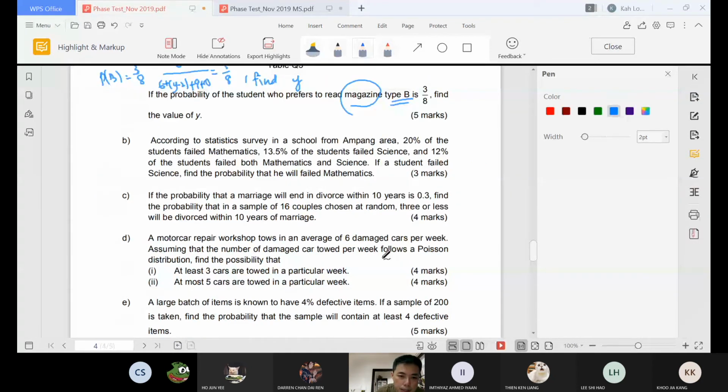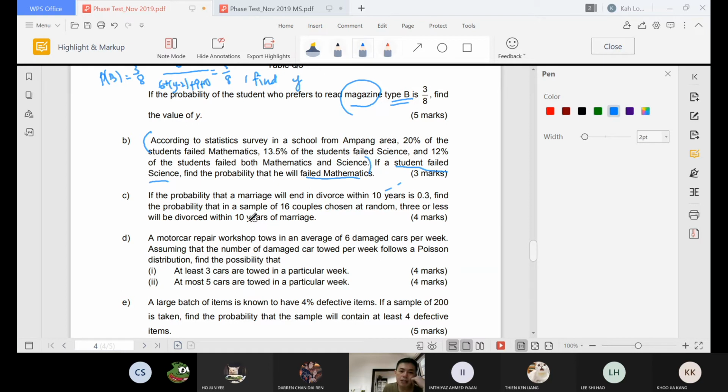According to a statistical survey in a school from the Ampang area, 20% of the students fail mathematics, 13.5% of the students fail science, and 12% of students fail both. This question is in your lecture notes. If a student fails science already, find the probability that he will fail mathematics. This is a question in your lecture notes, fail English and fail maths. This is a conditional probability.